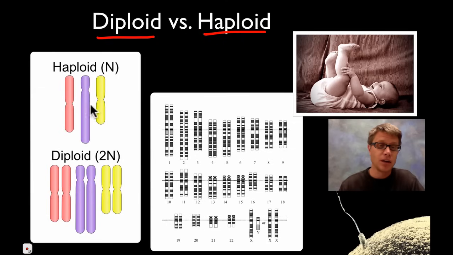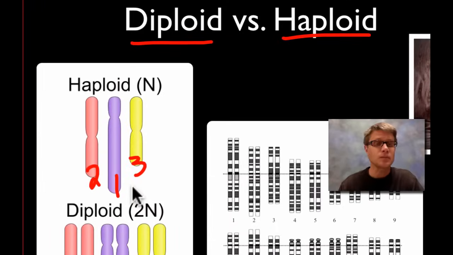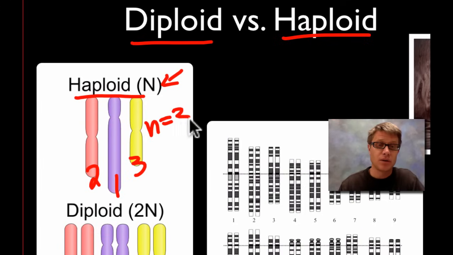stretches of DNA. And so if I were to name these, I would name this as 1, 2, 3. We generally do that from the longest to the smallest. This would be chromosome 1, chromosome 2, chromosome 3. But this cell would just have one copy of each of those. And we refer to that as a haploid cell. Or it's n, or it has n copies of chromosomes. In this case, n would equal 3.